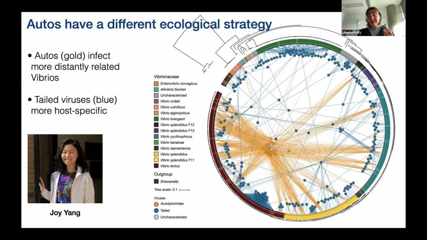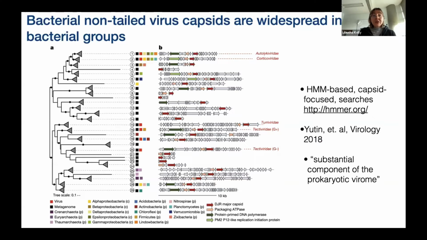It's easy to see just looking at this plot that the autos are reaching all the way across that tree, in stark contrast to the tailed phages, which tend to infect one or a closely related set of Vibrios. So these things have a very different ecological strategy that hadn't been appreciated. And when we try to do modeling of phage-host interactions in populations, it's important to know about these different kinds of strategies. We found that these bacterial non-tailed virus capsids are really widespread across the bacterial tree of life. Here we are using sequence homology-based approaches, hidden Markov model-based approaches. And you don't have to just take my word for this.